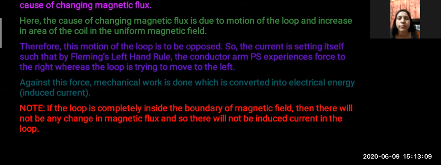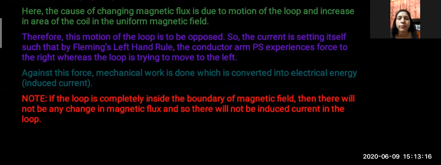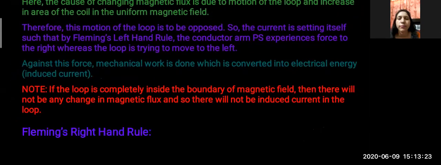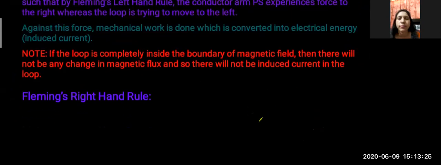So note that if the loop is completely inside the boundary of the magnetic field, then there will not be any change in magnetic flux, and so there will not be induced current in the loop. So what is Fleming's right hand rule?